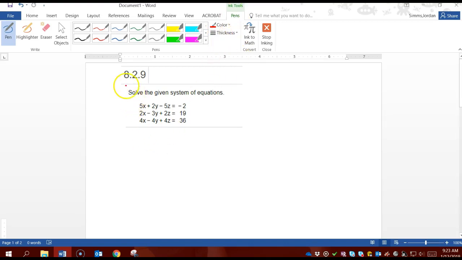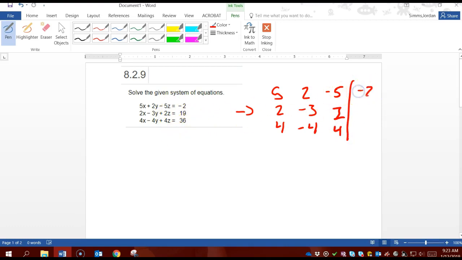Anyway, first one, let's solve the given system of equations. We have a system here, all the x's are lined up, y's and z's, so let's throw that into a matrix. Our matrix is going to be 5, 2, 4, 2, negative 3, negative 4, negative 5, 2. That's a 5, that's a 2, 4, and then we'll do an augmented line, that's our equal sign, negative 2, 19, and 36. Okay, so that's our augmented matrix.